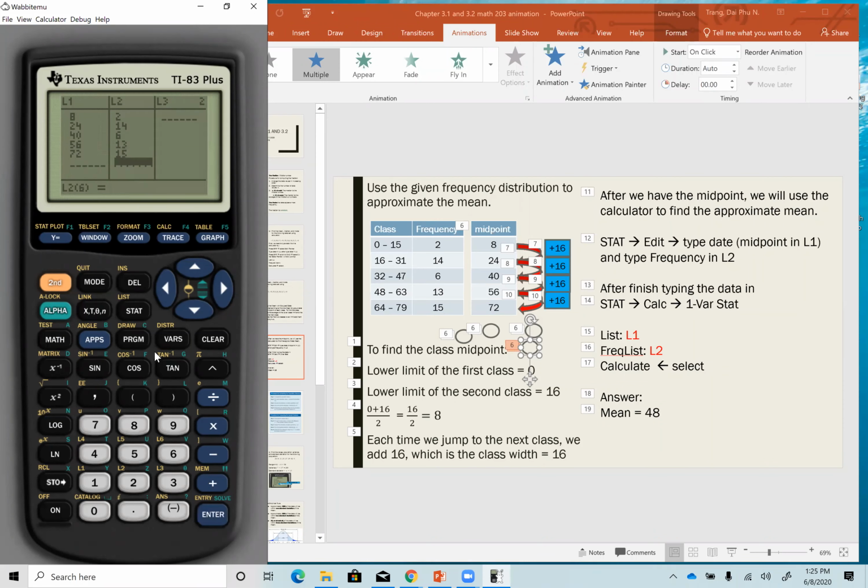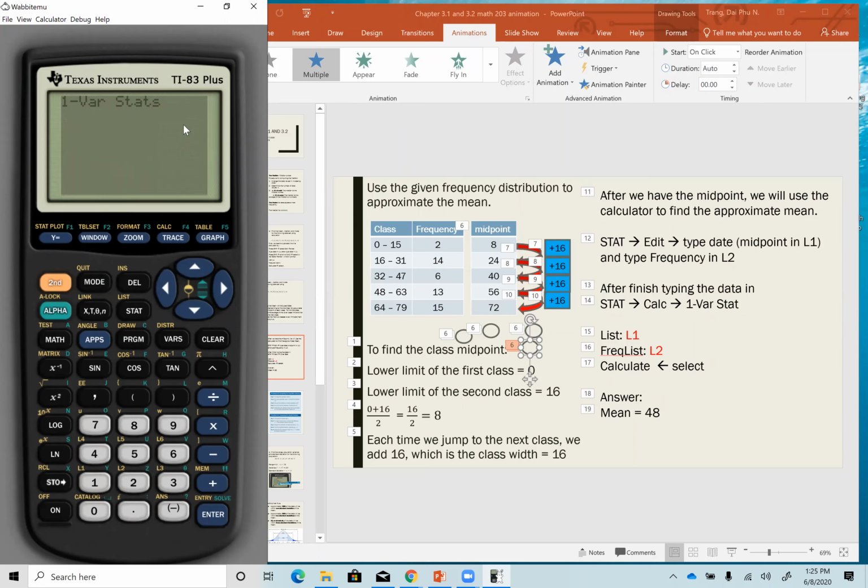So you have that, and again, your 84 is the same. You press stat. Now we go to calculate and you select 1 for stat. Like I said, if you have an 84, you will have this prompt. For your list, you have to type in L1. For your frequency list, you have to type in L2, and then you select calculate.